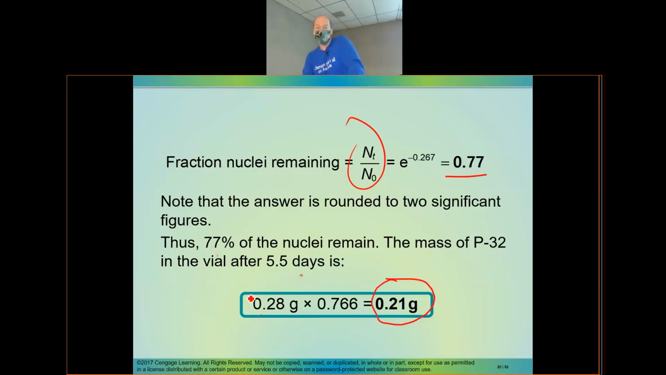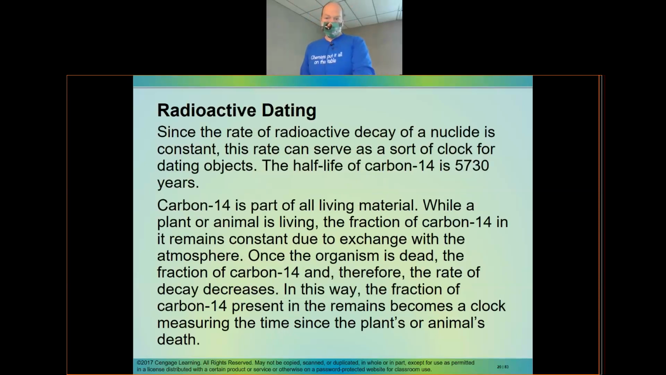All right, so if you ordered your very expensive radioactive nuclei and then you couldn't do it until 5.5 days later, you don't have 0.28 grams anymore. You have 0.21 grams because it is constantly decaying. All right, and that's how we will determine how old things are.